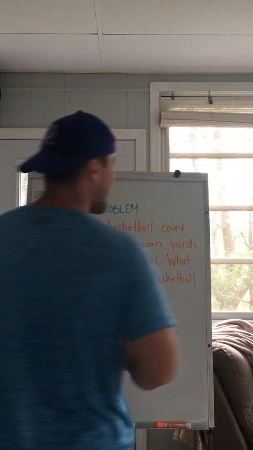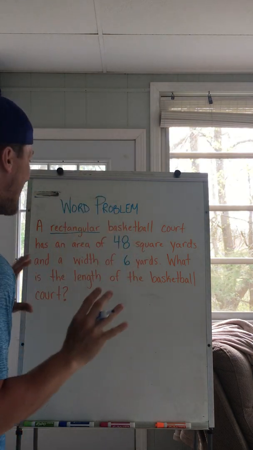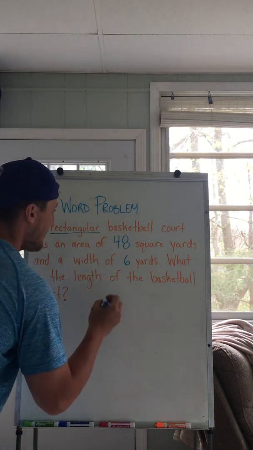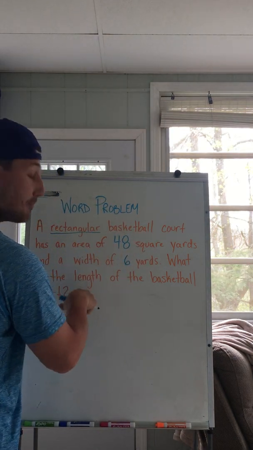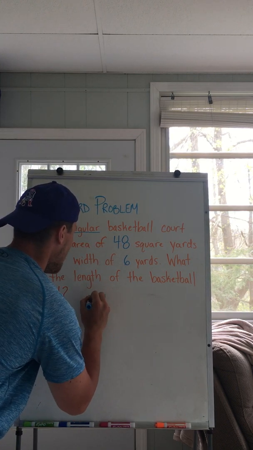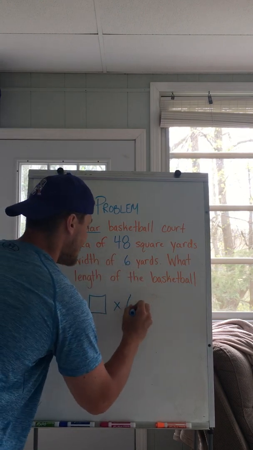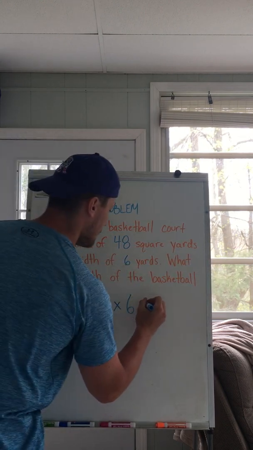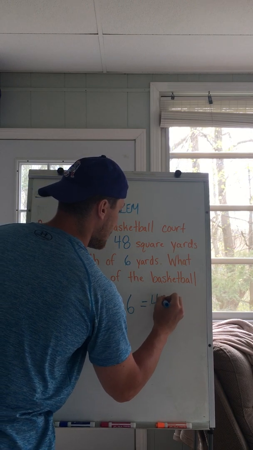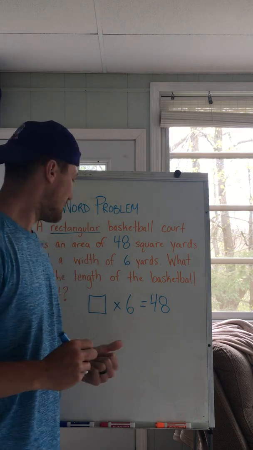So I'm going to start by writing an equation. I'm going to put my thinking into a math equation so I can kind of look at it as a reference. So I know that my length, which I don't know yet, so I'm just going to put a box for that. My length times my width, which is 6 yards, equals my area, 48.